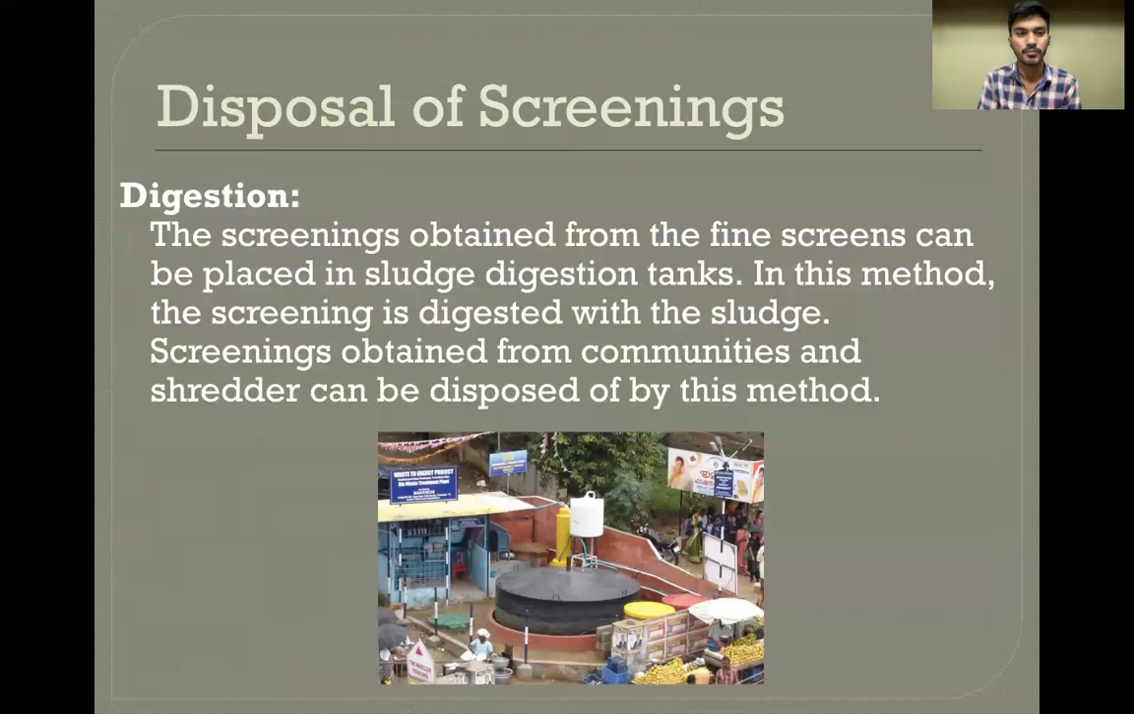Disposal of screenings, digestion method. The screenings obtained from the fine screens can be placed in sludge digestion tanks. In this method, the screening is digested with the sludge. Screenings obtained from communitors and shredders can be disposed by this method.